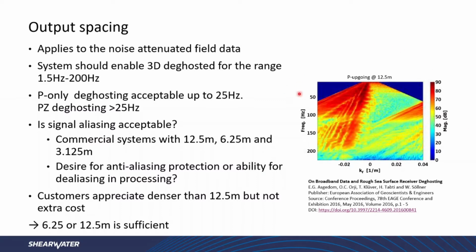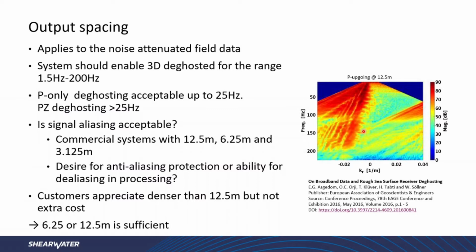And you see an FK spectrum here of a P upgoing wave field sampled at 12.5 meters. And as expected by theory, after 60 Hertz, you hit your Nyquist wave number and then your signal wraps around and it comes back, crossing the zero wave number at about 120 Hertz. This is perfectly accepted at a 12.5 meter output spacing.